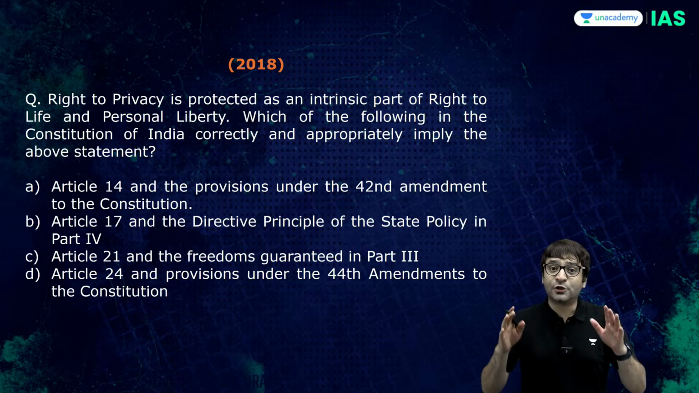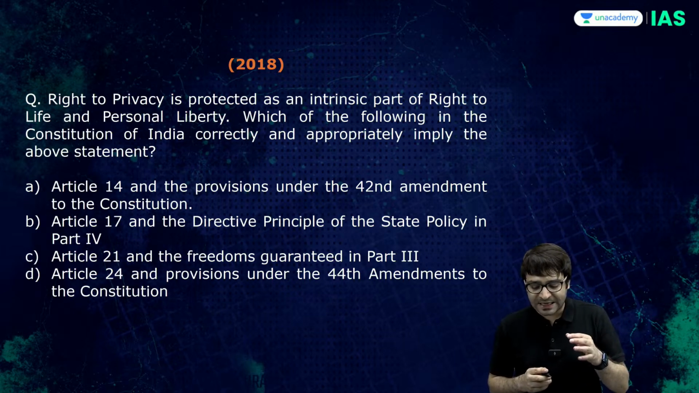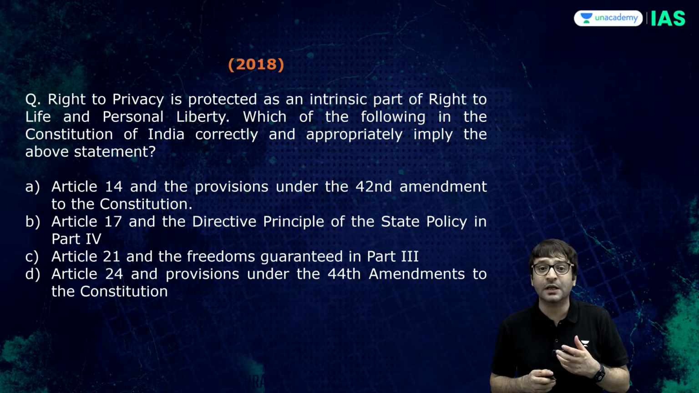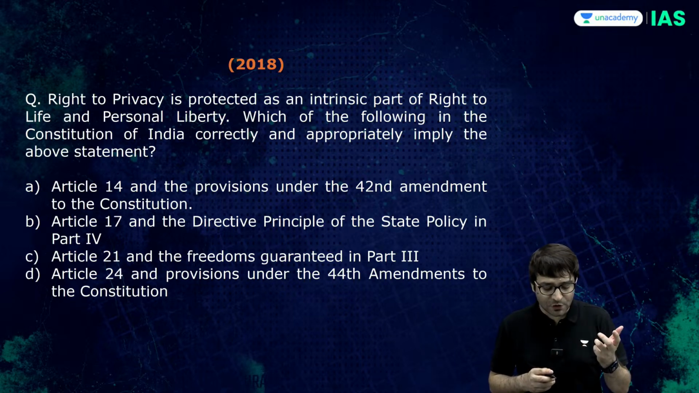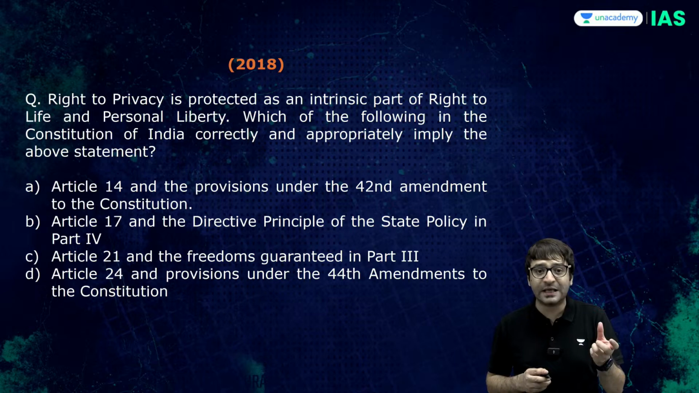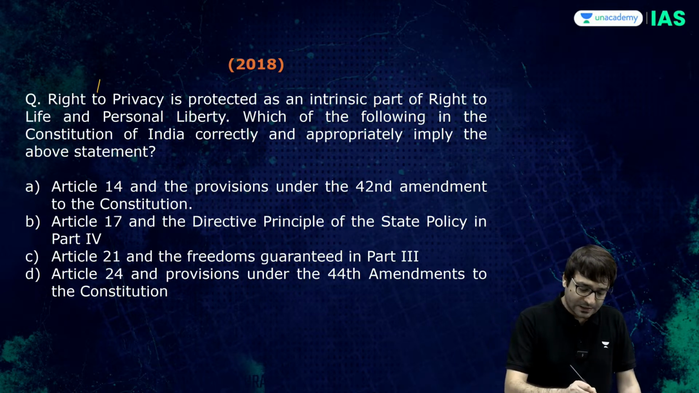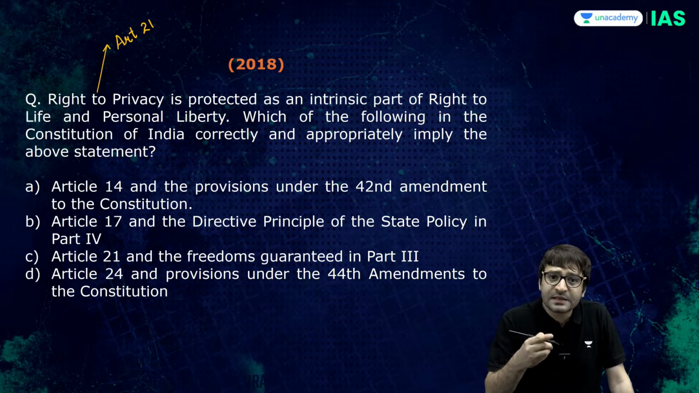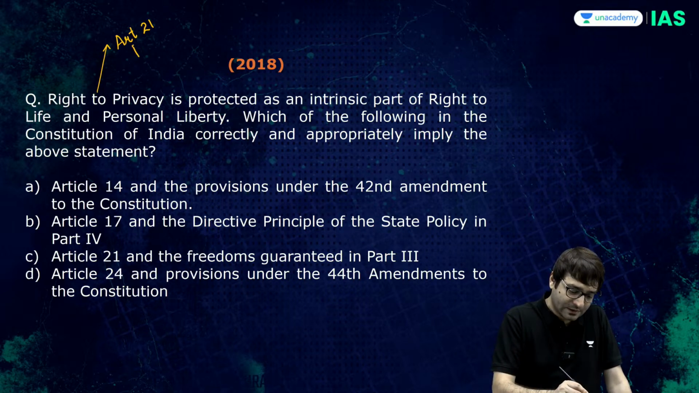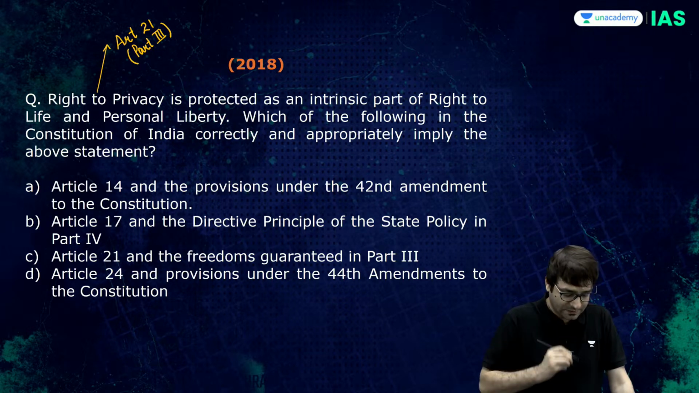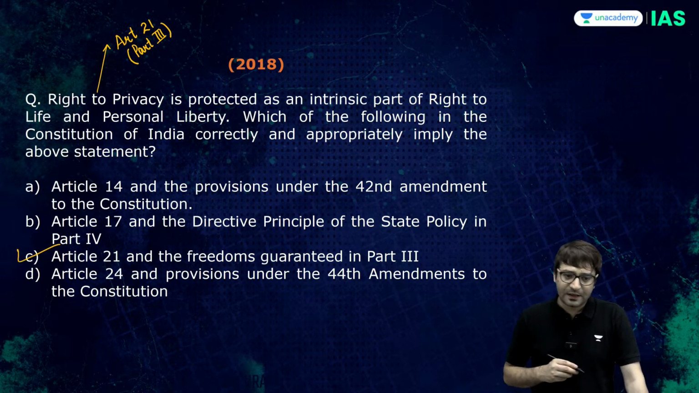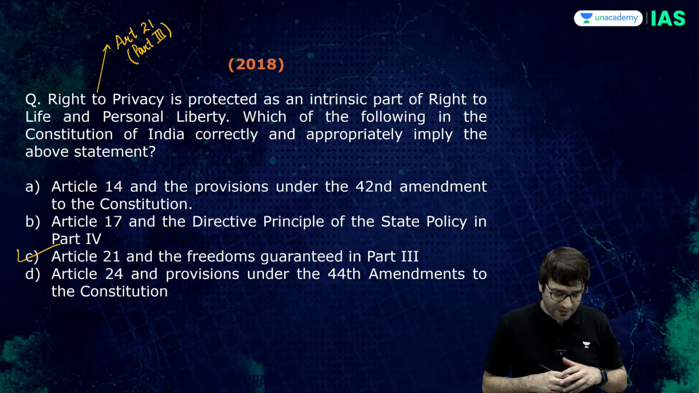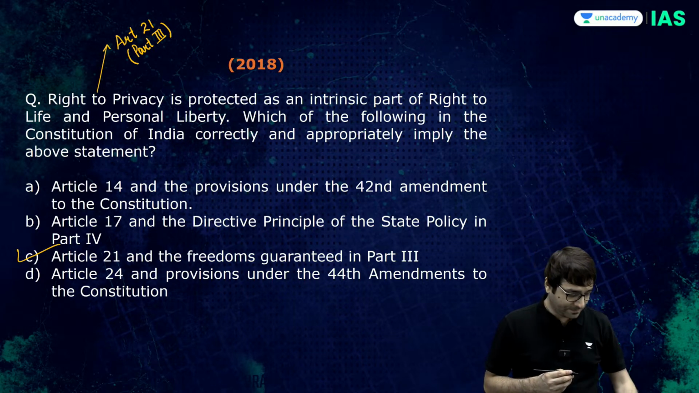Clear? Right to privacy is protected as an intrinsic part of right to life and personal liberty. Which of the following in the Constitution of India correctly and appropriately imply the above statement? Right to privacy, Supreme Court has said, is a fundamental right under Article 21. All these fundamental rights are mentioned where? They are mentioned under Part 3 of the Constitution. So what do you think is the right answer? Article 21 and the freedoms guaranteed in Part 3, C, is the right answer.